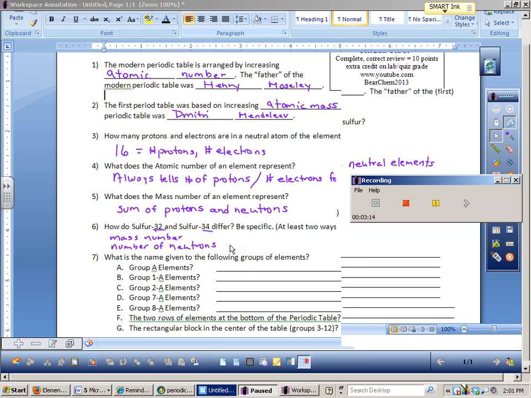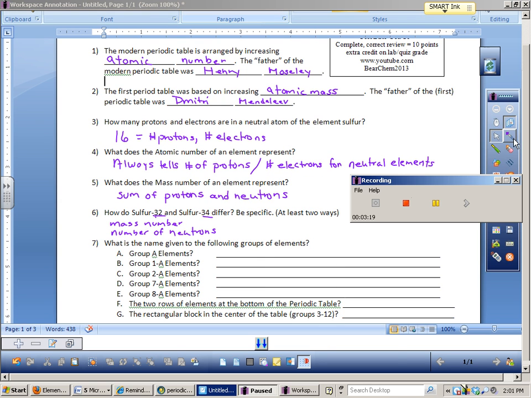All right. Let's look at the different groups that we have in question number 7 here. The group A elements. We said the group A elements were those elements in all of the groups that at the top of the table had an A after their group number. So the group A elements are also known as our representative elements.